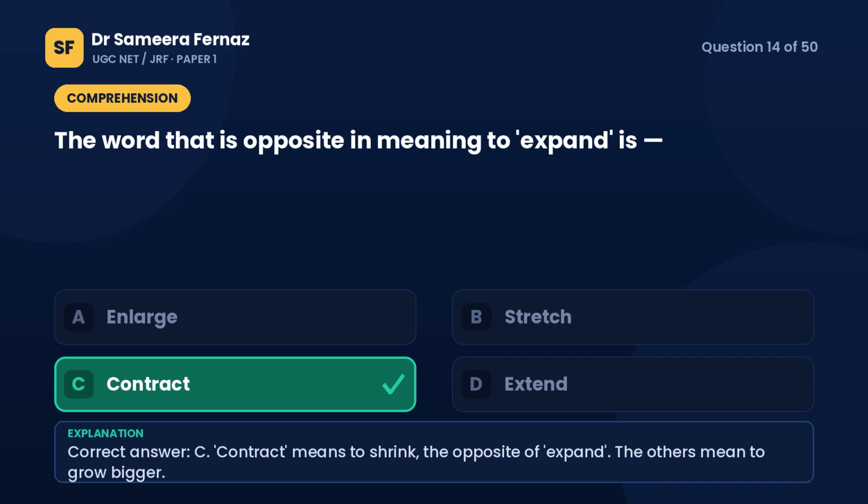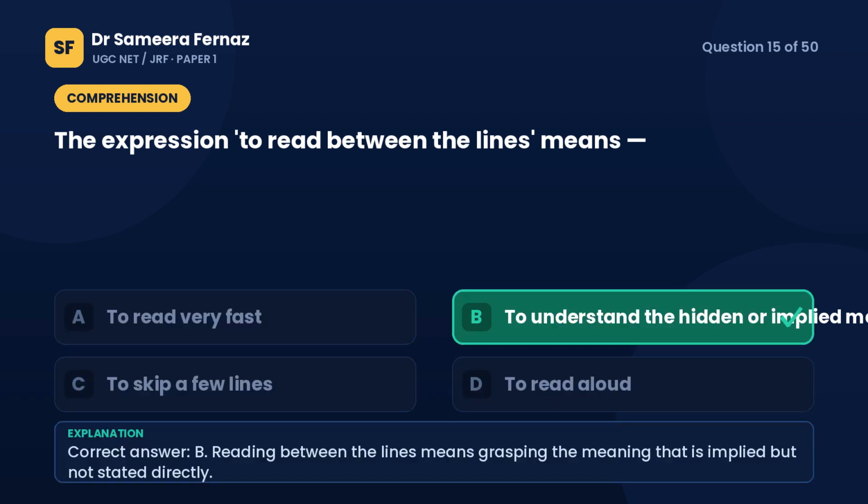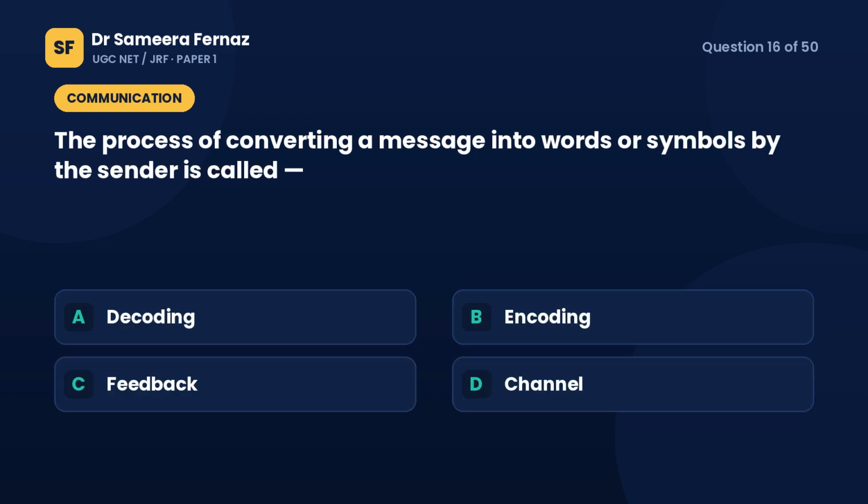What's the opposite of expand? So the correct answer is option A, contract. It means to get smaller, the opposite of expand. Question number 15, Comprehension. What does reading between the lines really mean? So the answer is option A, understanding the hidden meaning, what the writer suggests but does not say directly.